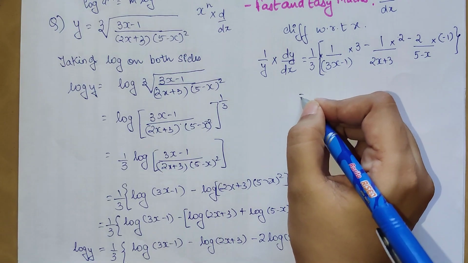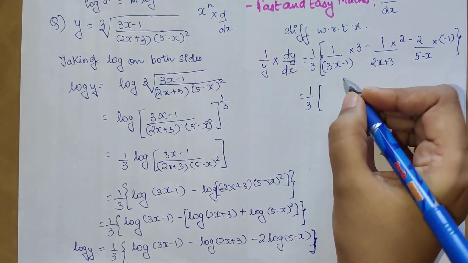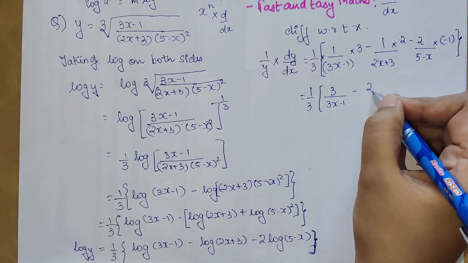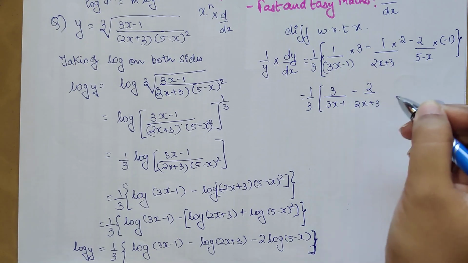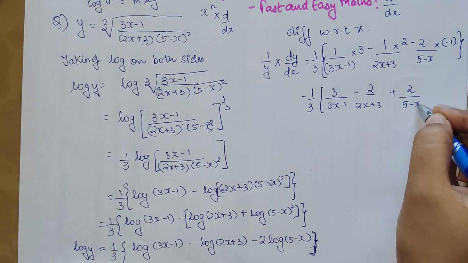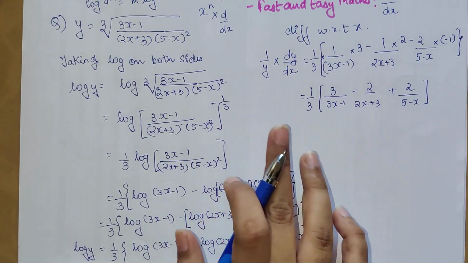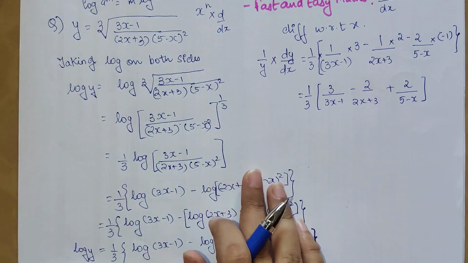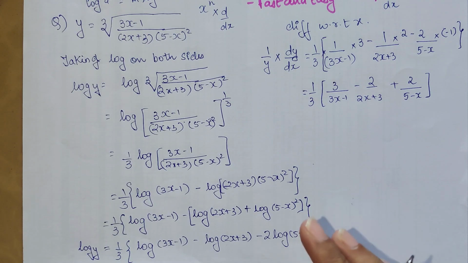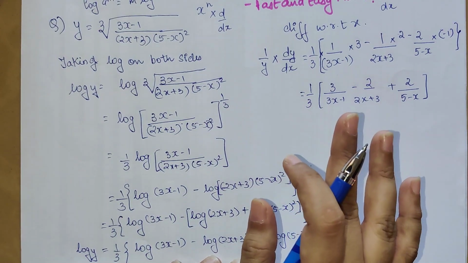Okay, so your final answer, you get 3 upon 3x minus 1 minus 2 upon 2x plus 3. Minus 2 into minus 1 gets you plus 2 upon 5 minus x. Now many students make a mistake that they do not consider this y. Please understand, whenever they ask you to find dy by dx, your entire answer has to be in the form of x.